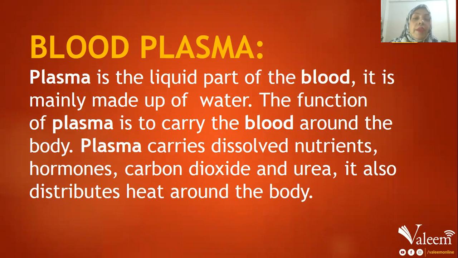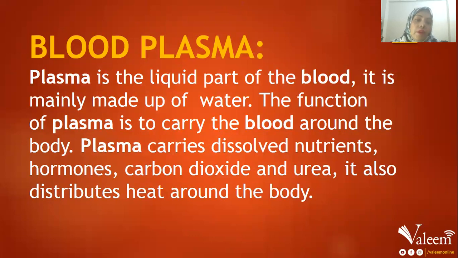That's why we must drink 7 to 8 glasses of water in a day. This will help you to get your healthy plasma. To make your healthy plasma, you must drink water, at least 2 liters or 3 liters. So this plasma is the liquid part of the blood, and it is mainly made up of water.